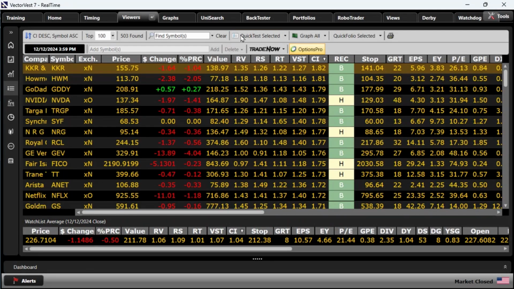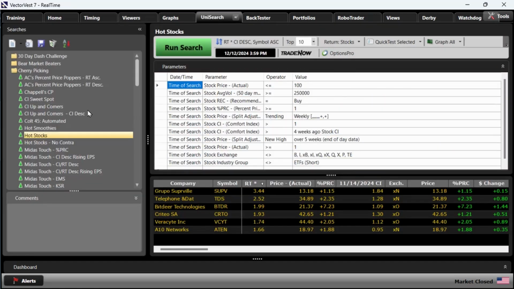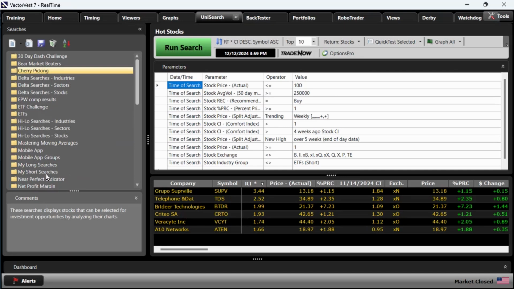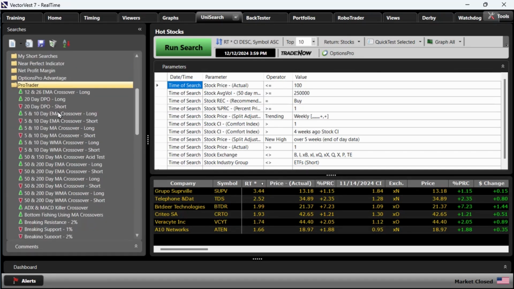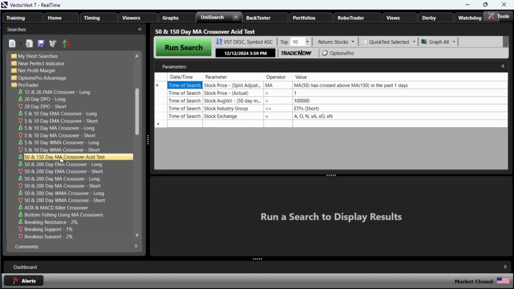Now you do need the ProTrader module for this. It is an add-on module to the program. It comes included with our VectorVest Premium product. But within our Unisearch tool, we have a tool called ProTrader, which as you can see from the top has a few different moving average crossovers to start. So you have here the 50 and the 150.